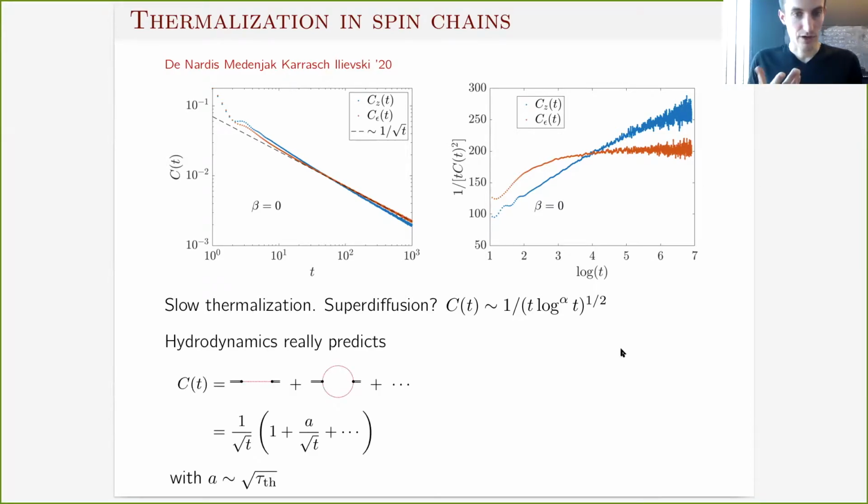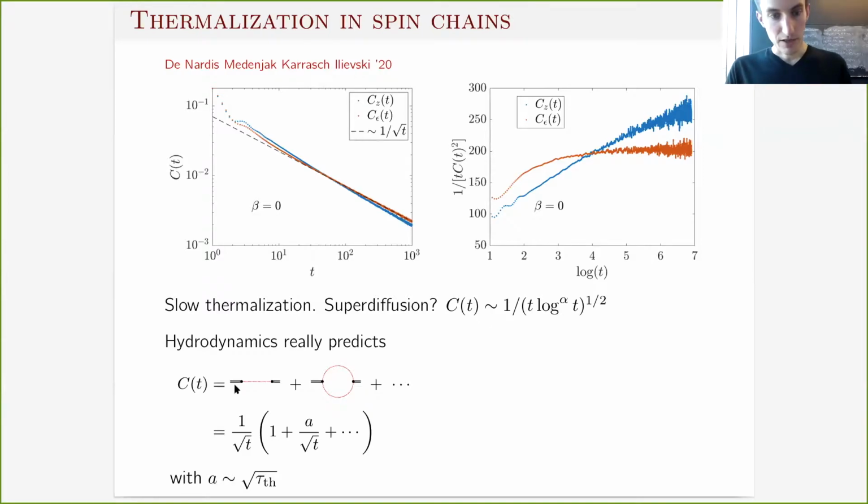What hydrodynamics really predicts is that there will be corrections to 1 over square root of t coming from higher derivatives and from loops. In one dimension, the leading correction is coming from a loop, and it looks like this. Of course, fluctuating hydrodynamics is like an effective field theory, so you don't know the coefficients that appear in it. They're Wilsonian coefficients, but there is still some naturalness that leads to an expectation for their order of magnitude. So we expect this dimensionful thing to be of order the thermalization time, the cutoff of hydrodynamics.